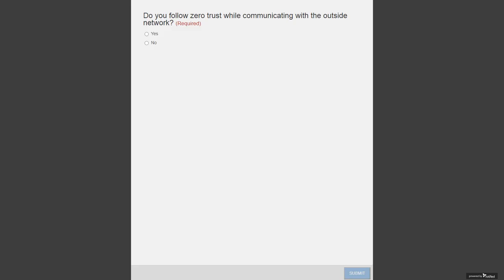Let's see how many of you feel about this particular zero trust. Does an asset owner follow these while connecting to an outside network? Considering the outside network, consider you connecting your IT to your OT or connecting your cloud to OT.